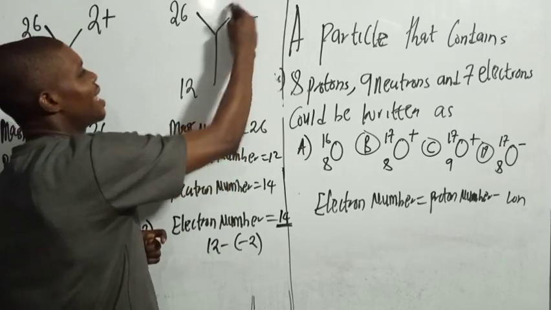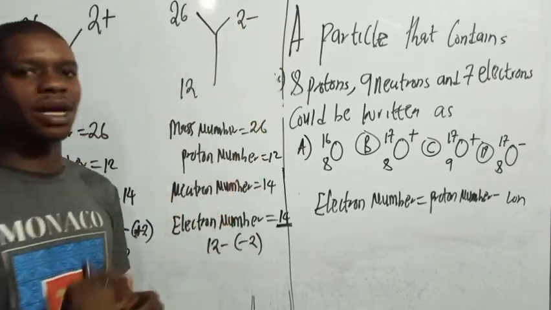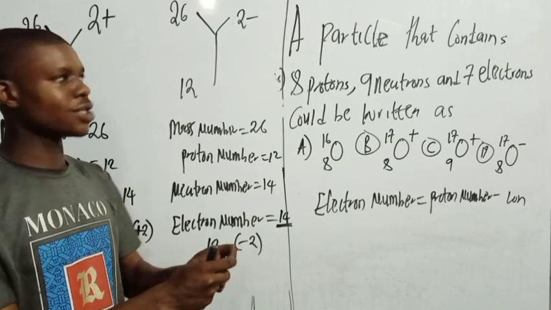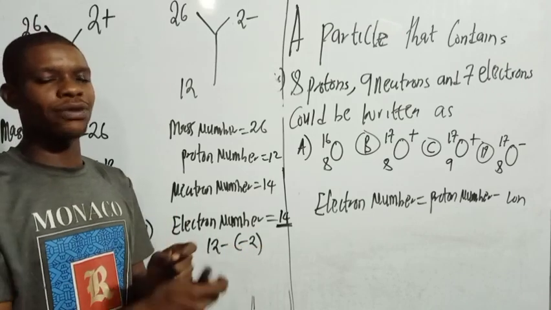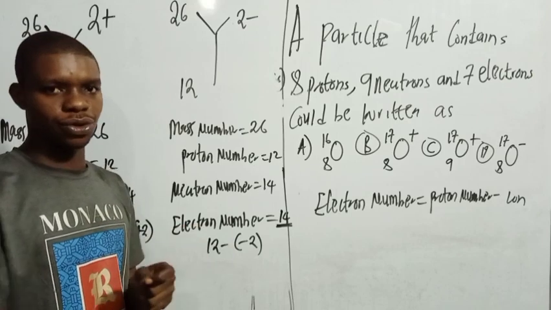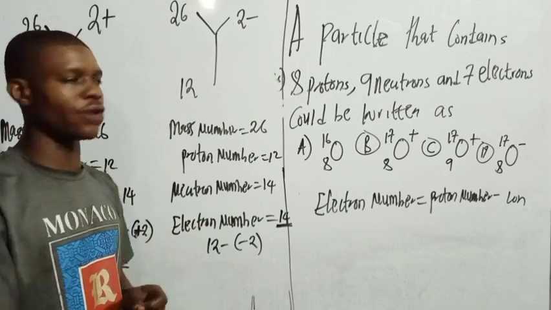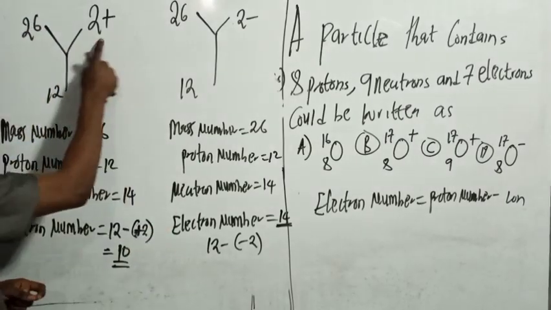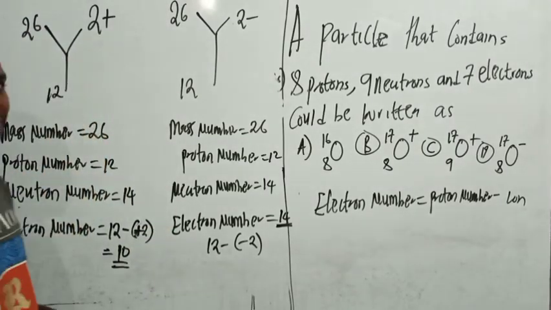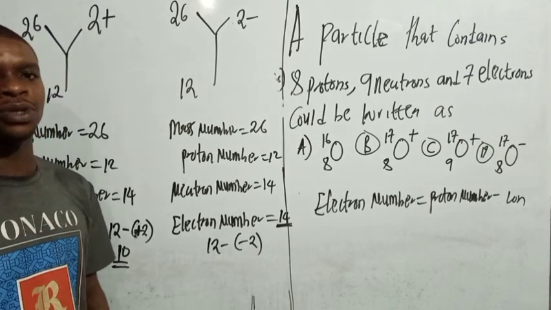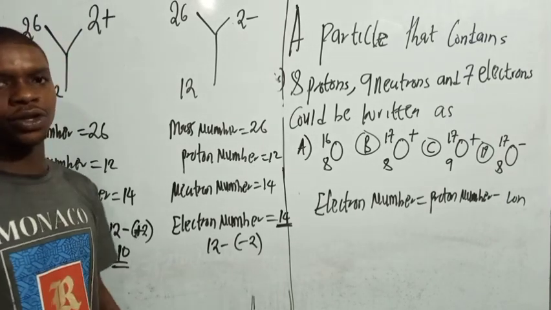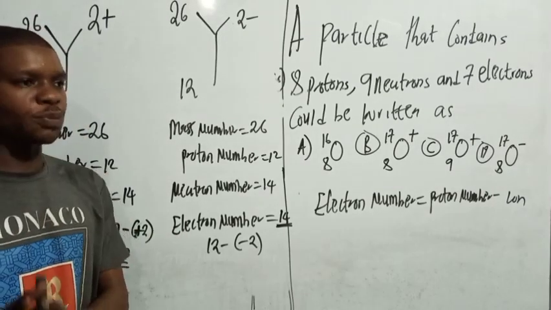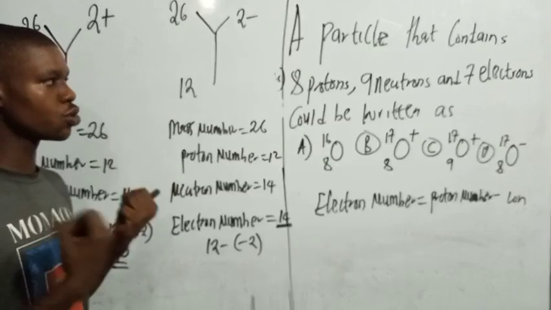So when I see a negative charge, that negative charge means that it gains that amount of electrons. So when you see minus 2, it means that it has gained 2 electrons. Do you get that? If you see minus 4, it means that it has gained 4 electrons. Same thing here. If you see plus 2, it means that it has lost 2 electrons. If you see plus 3, it means that it has lost 3 electrons. If you see plus 4, it means that it has lost 4 electrons. So these are things you really want to pay close attention to.